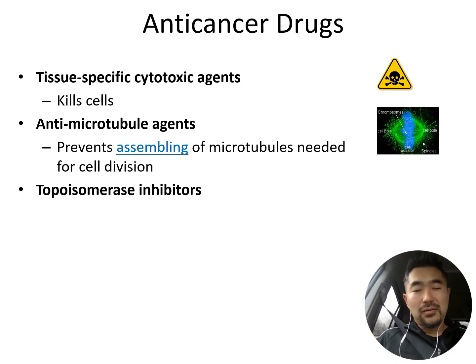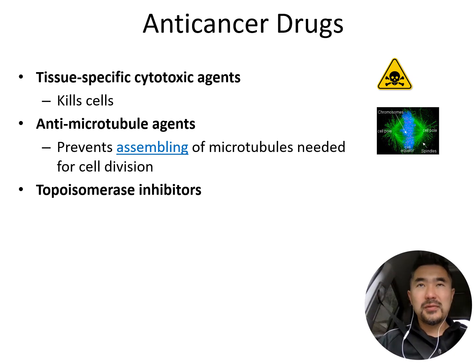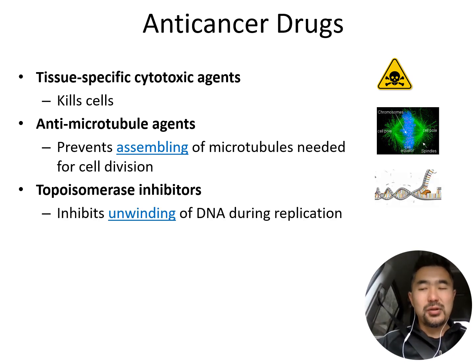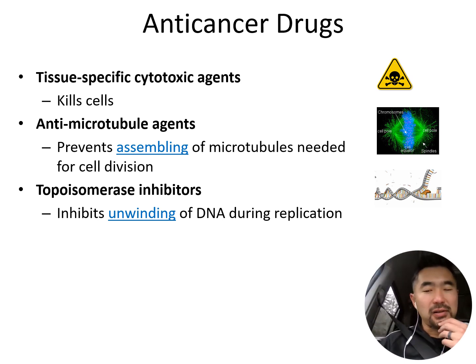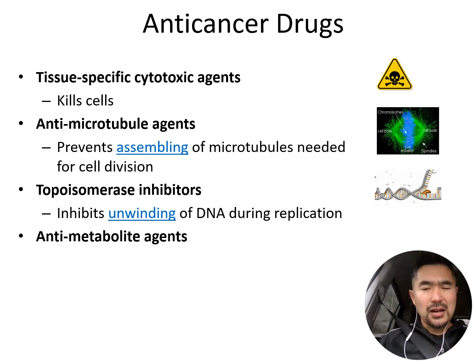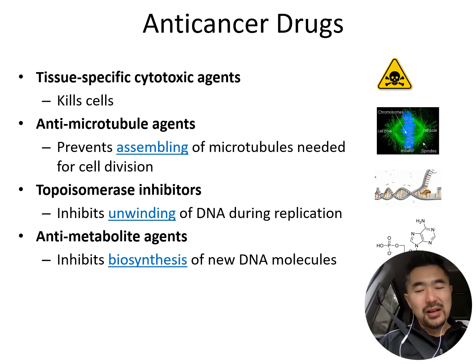And then there are also topoisomerase inhibitors. That's another molecular target within a cell that's pretty active in cancer. Those are the enzymes that unwind the chromosomes so that DNA can be read for transcription and later translation, needed for cell replication. Right? And then there's another class of compounds, as we mentioned, called antimetabolites, and that shuts down the metabolism, especially anabolism, or biosynthesis of molecules, specifically new DNA molecules.